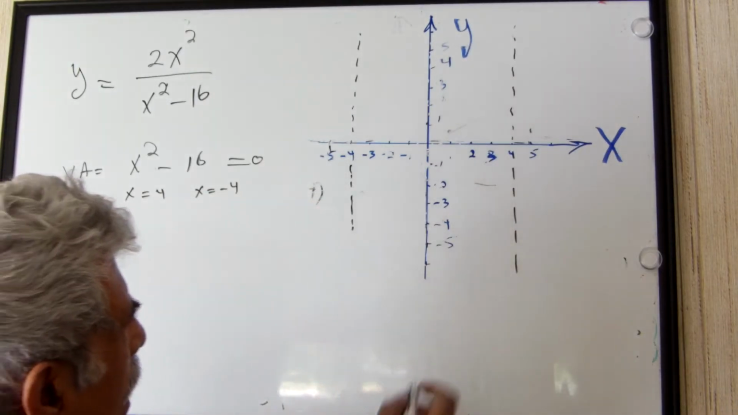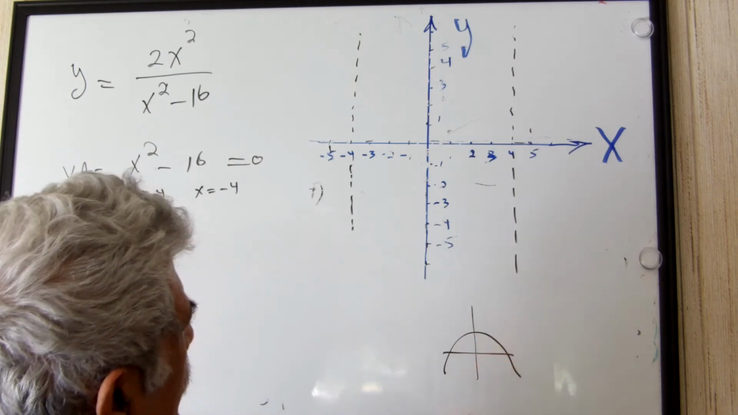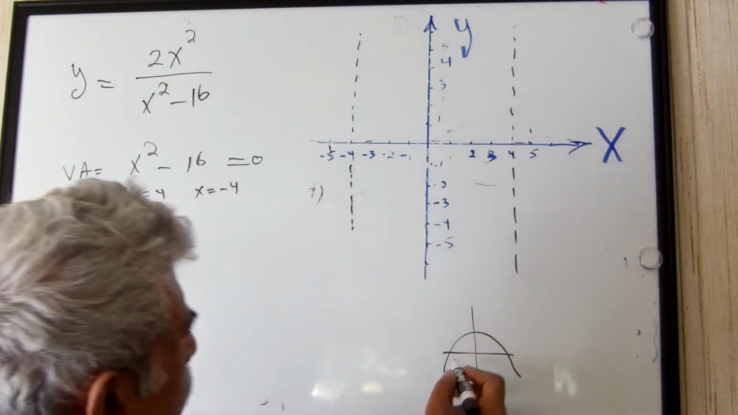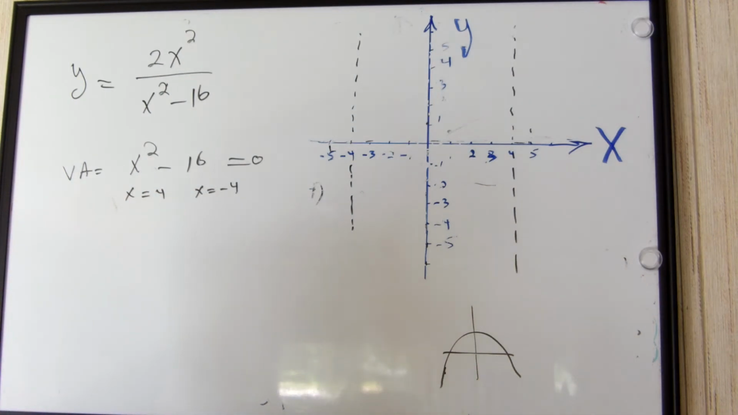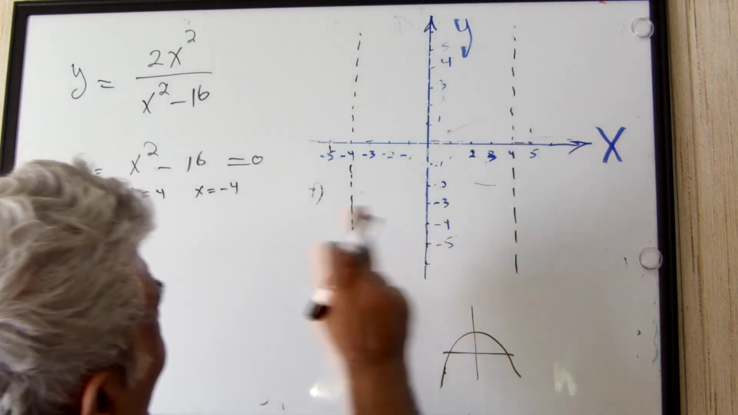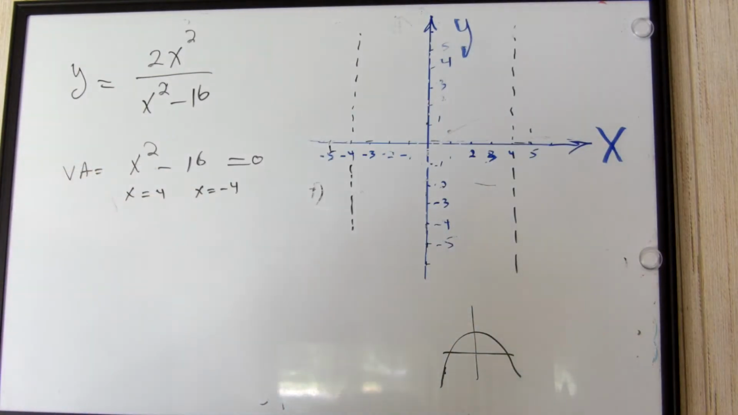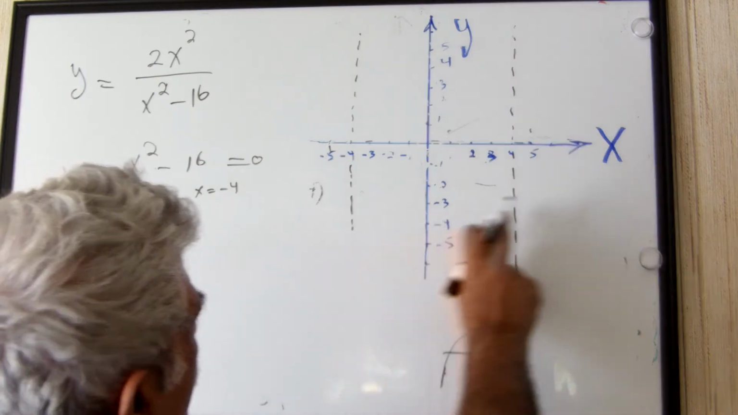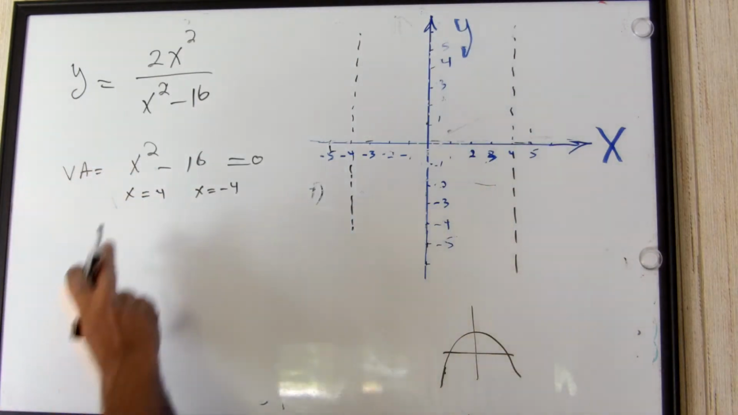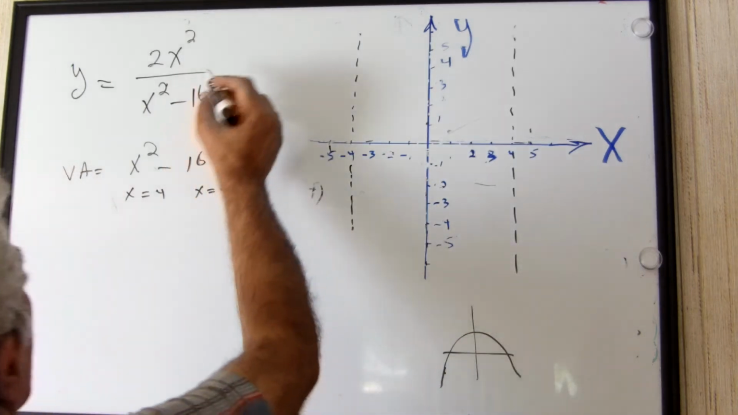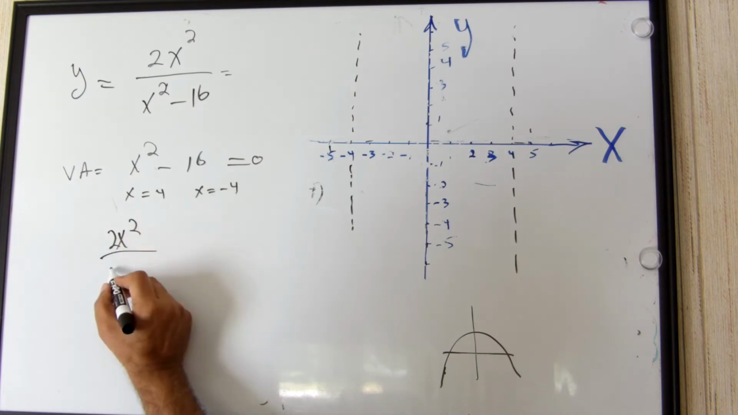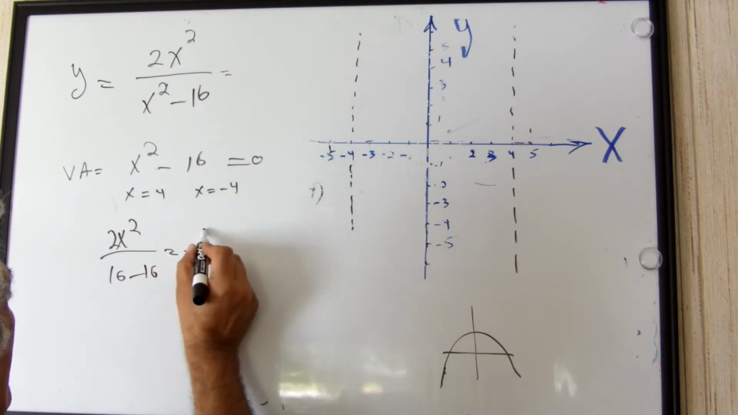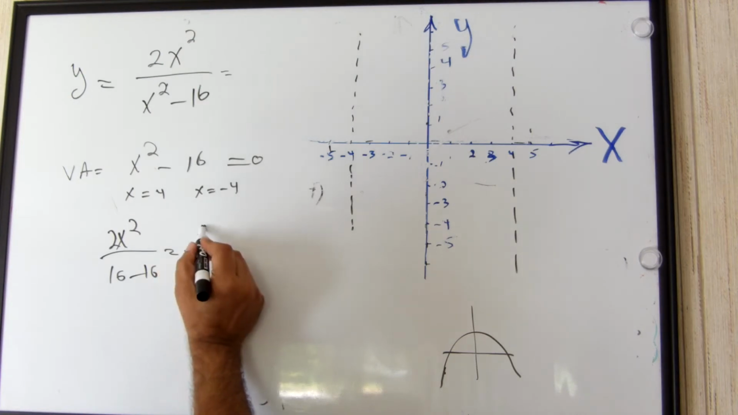It's not like the quadratic, linear, and cubic functions. You can give any value to x there, but here you can't give any value to x to find the y value. You can't give minus 4 and plus 4, because if you give 4 here, 2x squared over x squared minus 16, you get 16 minus 16, which is 0. A number cannot be divided by 0.